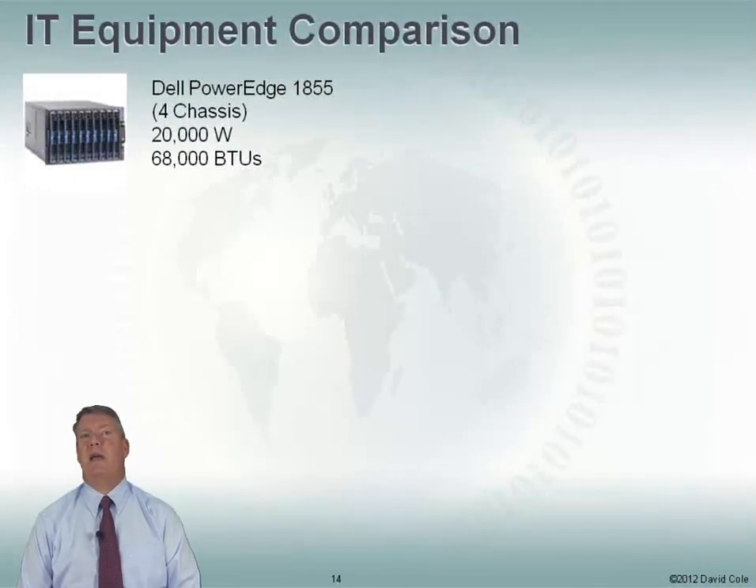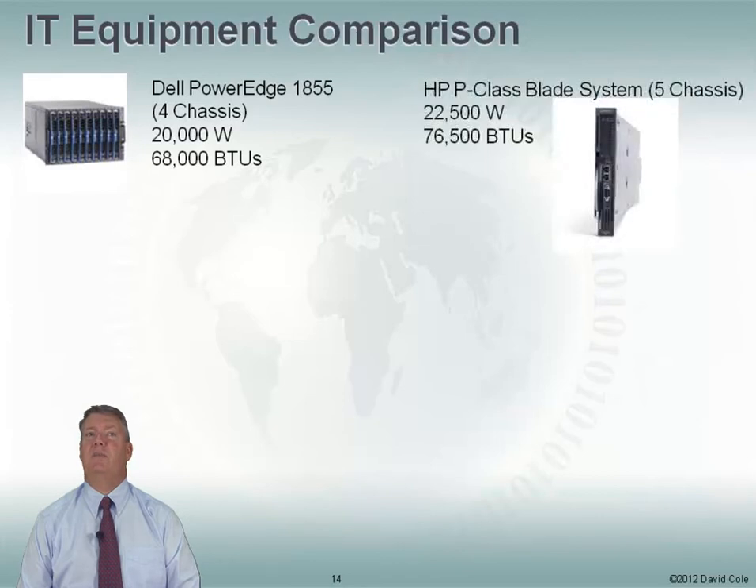And just to illustrate how big a problem this is, it's a great illustration, I think. Here's a Dell PowerEdge 1855 blade server with 4 chassis. Rated value on that is 20,000 watts, which is 68,000 BTUs. There's an HP P-class blade system, 22,500 watts, 76,000 BTUs. So think about putting one of those in a rack. That's 22.5 kilowatts in one rack just by putting in one of these blade systems. And if I'm designed to be cooling at 3 kilowatts, now all of a sudden I have 22.5 kilowatts, right? I have to address the cooling on that differently.